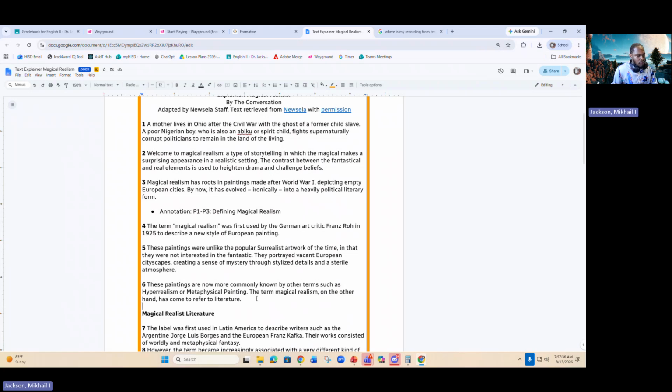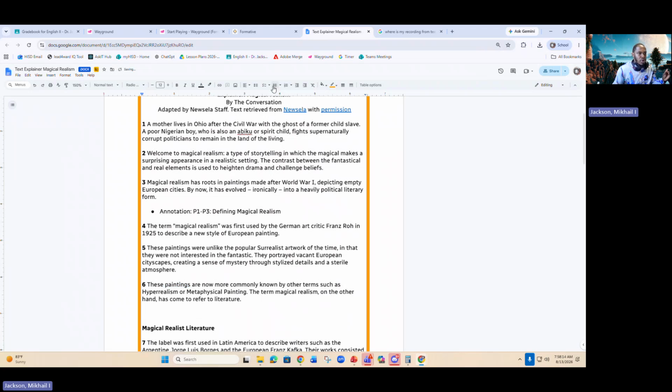So right here, again, we're looking at our topic sentences. The term magical realism was first used by the German art critic Franz Roh to describe a new style of painting. So now it's shifting from defining magical realism to how magical realism is connected to painting. It's right here in the topic sentence. The next topic sentence: these paintings were unlike the popular surrealist artwork. Again, it's talking about paintings, magical realism paintings. And then right here, paragraph 6: these paintings are now more commonly known by other terms. So that's my annotation.